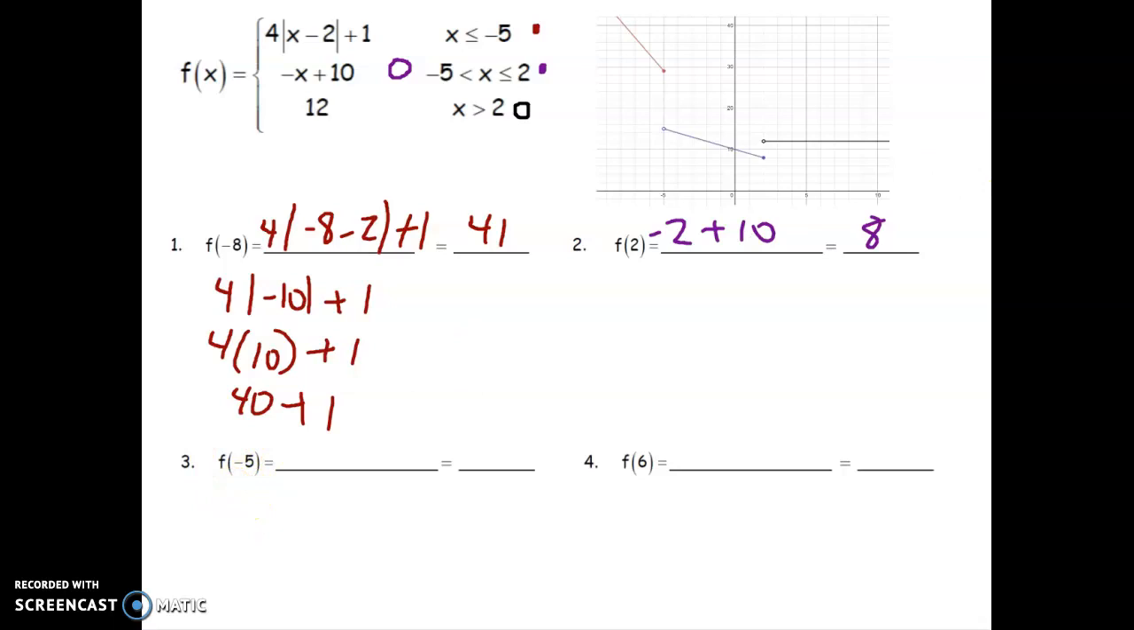All right, how about negative 5? Well, we run into the same issue with negative 5. There's a negative 5 here and a negative 5 here. So which one of these is it equal to? Well, the equal to is here. This one contains negative 5. This one doesn't. So my negative 5 is going to substitute here. So I'm going to put negative 5 in place of x.